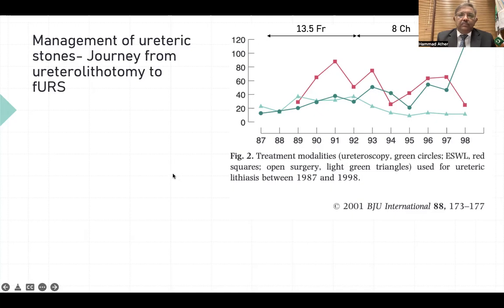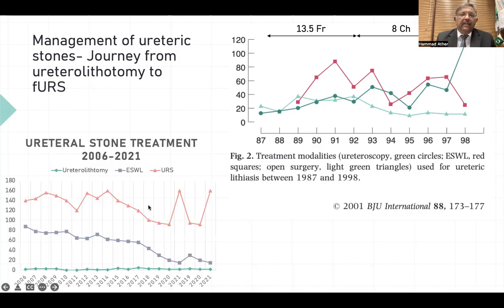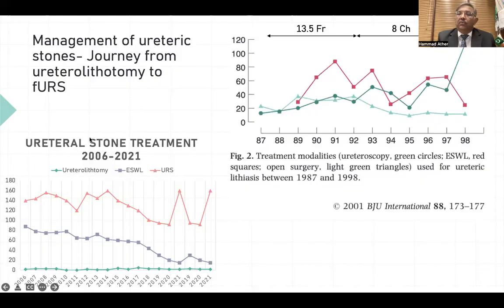If we look at later data, and this is unpublished work, you can see that ureteric lithotomy is really at the bottom, with hardly 2 to 5 procedures done per year, whereas lithotripsy was a significant number in the early 2000s. Subsequently, as the scopes became finer, more ureteroscopy is done for ureteric stones, and I think that's a trend all over the world.